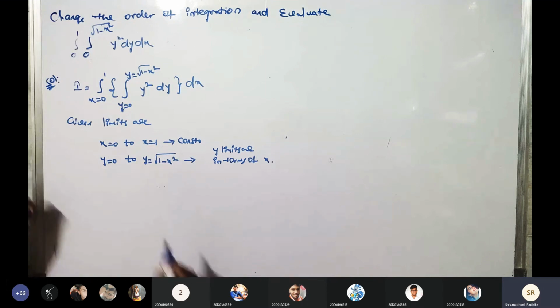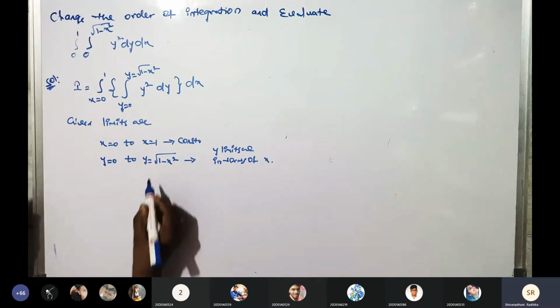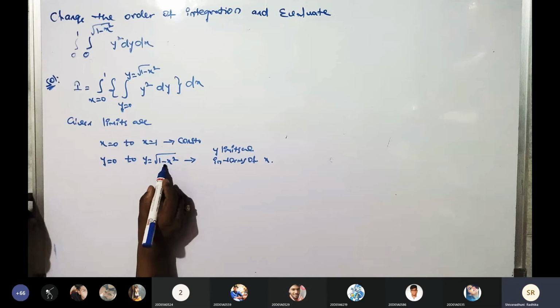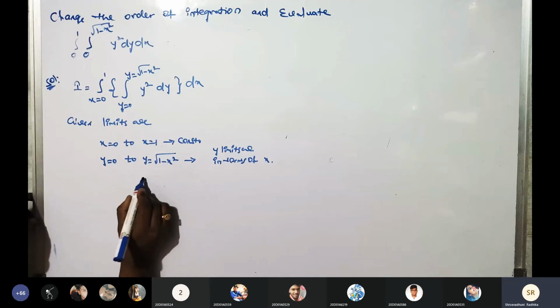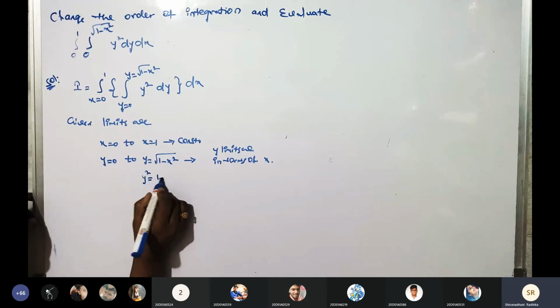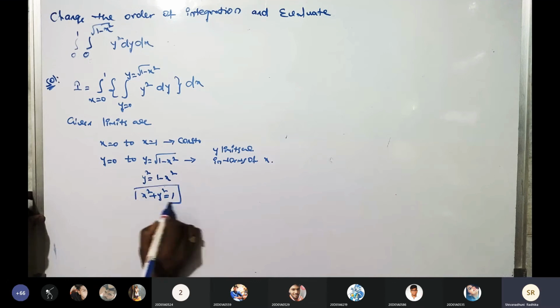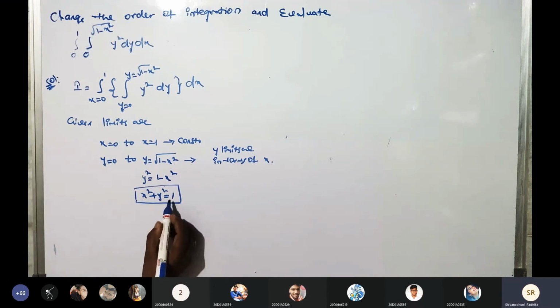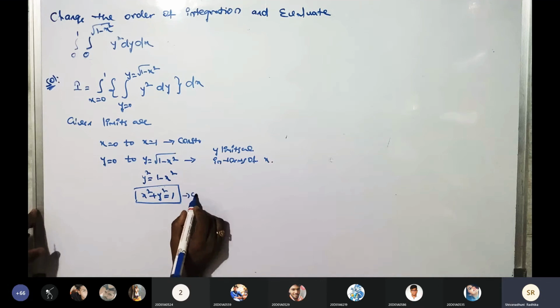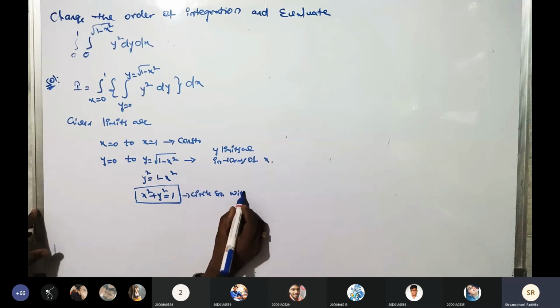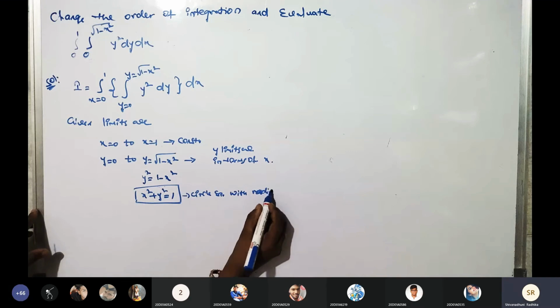Next, I'm going to draw the diagram, but for y equals under root of 1 minus x square we can't draw the diagram because we have to simplify first. Squaring on both sides, what do we get here? Y square equals 1 minus x square, and we can write it as x square plus y square equals 1. This is a circle equation with radius 1. Is it clear, all of you?